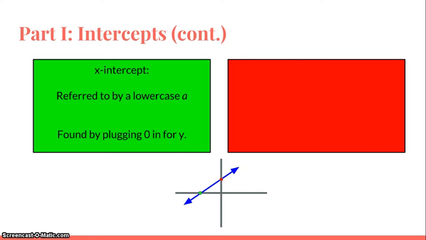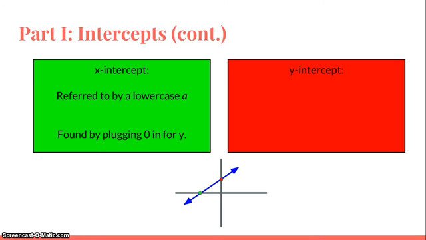So we'll have an equation. If you remember from our standard form video, ax plus by equals c. Well, then to find the x-intercept, we'll plug a 0 in for that y value, and then that'll help us find the x-intercept.